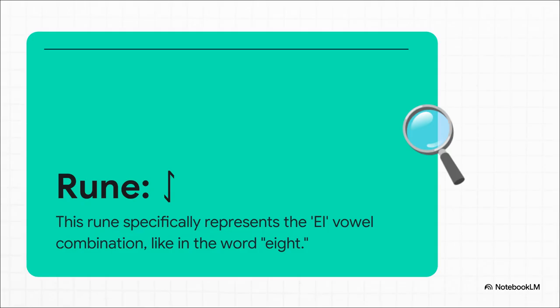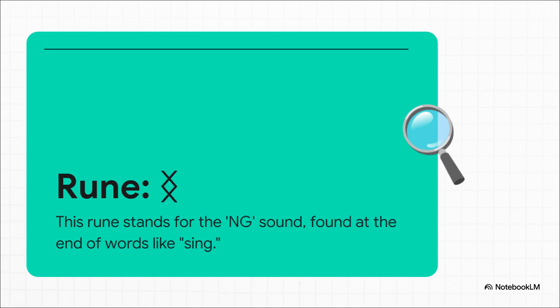The same idea applies to combinations of vowels. This rune here specifically represents the AI sound, like in the word eight. It captures that whole distinct sound with a single, unique character. And this perfectly shows how the system handles consonant blends. This rune stands for the NG sound, the one you hear at the end of a word like sing. It treats this common sound as one single phonetic unit with its own unique symbol.